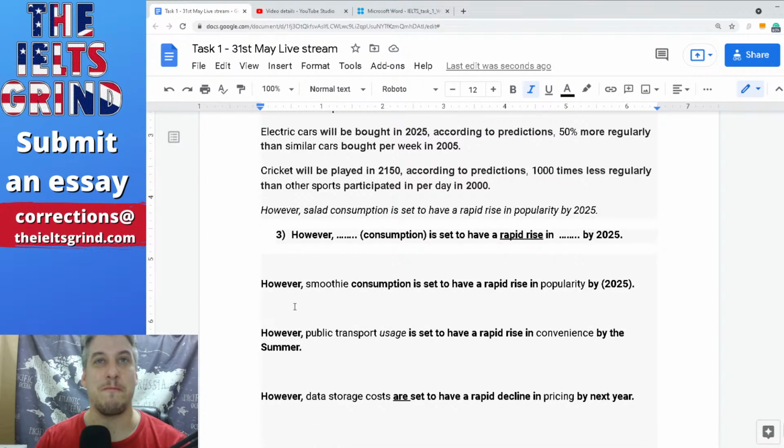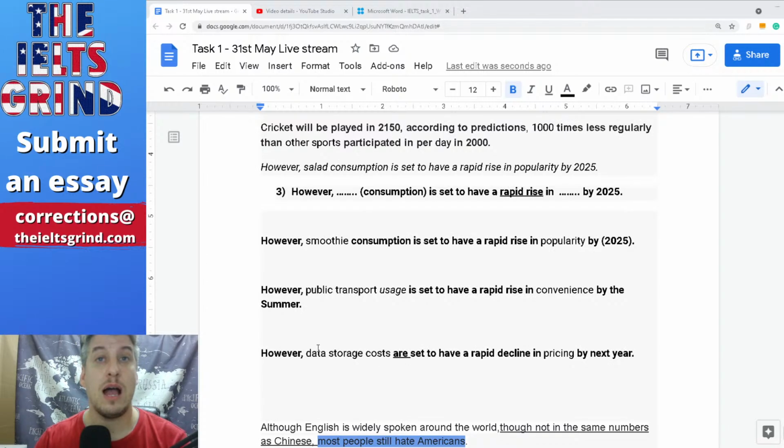Okay, so these are some examples. However, smoothie consumption is set to have a rapid rise in popularity by 2025. A simple way to change it. However, public transport usage is set to have a rapid rise in convenience by the summer. Another way to adapt it. However, data storage costs are set to have a rapid decline in pricing by next year.